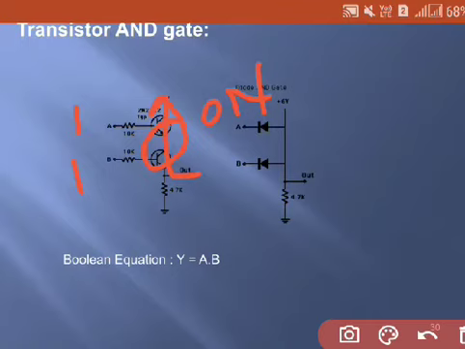So if you want to turn on both the transistors, the input combination will be only A equal to 1 and B equal to 1. Then only the output is connected to VCC and you will be getting the output as 1. If any one of the inputs or all the inputs are zeros, what will happen? There is no connection between output and VCC, because for A equal to 0, this transistor will be off.